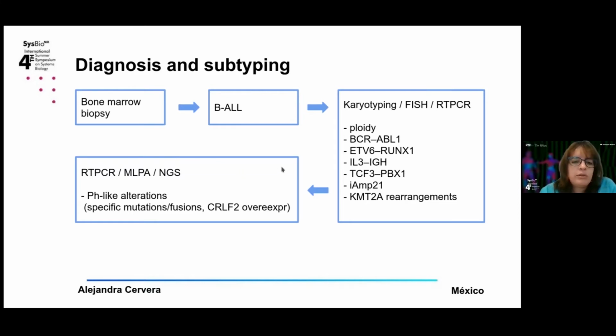And mostly what we look for in these patients are alterations that are associated with what is called the Philadelphia-like phenotype. So patients that have a similar phenotype to the BCR-ABL1 fusion, but that in fact don't have this fusion. So there are specific fusions associated, specific mutations, as well as overexpression of CRLF2.